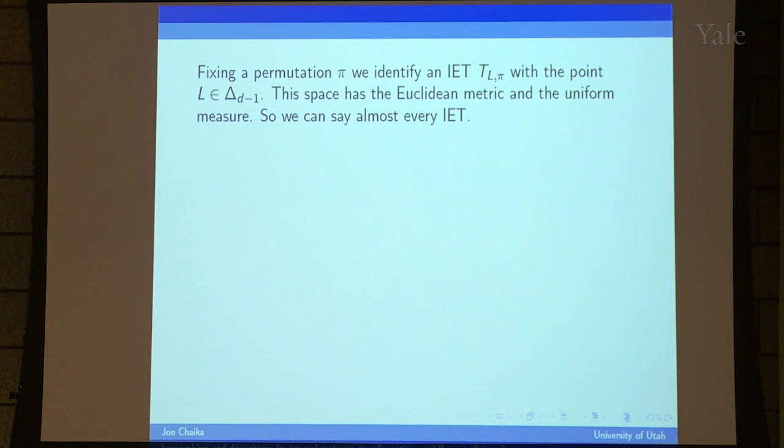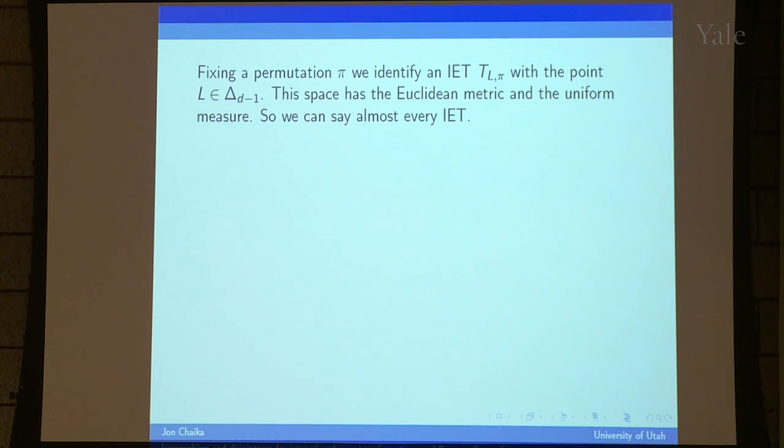So what's the important thing about this? This is now a nice Euclidean space. It has a uniform measure on it. It has a metric. You can say words like almost every point in it. And so when we talk about almost every IET, what we think of is a fixed order. And then you identify the IETs with that simplex. That's the parametrizing space. And then almost every is almost every point in that parametrizing space, with respect to the natural D minus 1 dimensional volume.